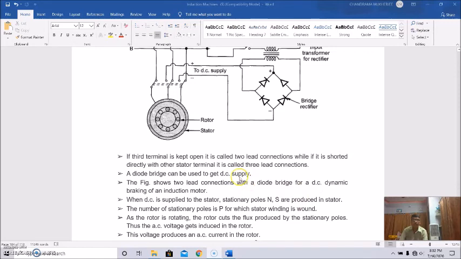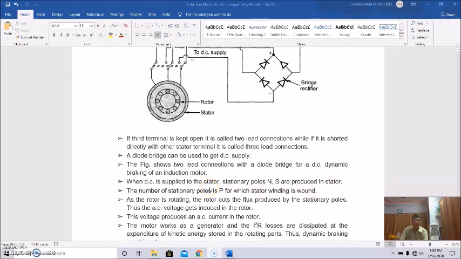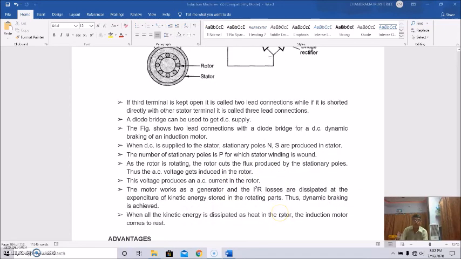A bridge rectifier is used to get the DC supply, and with this supply, stationary poles are produced in the stator winding. As the rotor is rotating, the rotor cuts the flux produced by the stationary poles, and thus an AC voltage is induced in the rotor, producing an AC current in the rotor, and the motor works as a generator. The I squared R power losses are dissipated at the expense of the kinetic energy stored in the rotating parts. When all the kinetic energy is dissipated as heat in the rotor, the induction motor comes to rest.